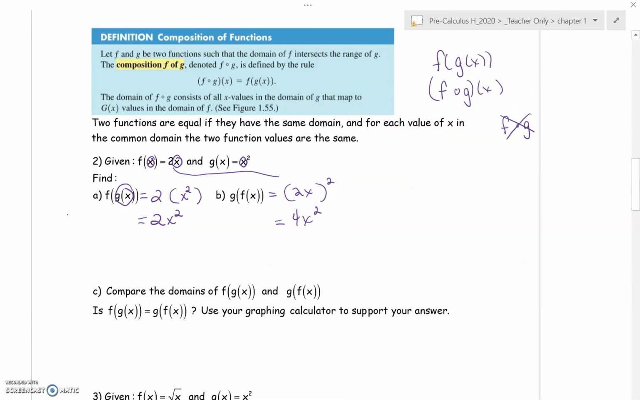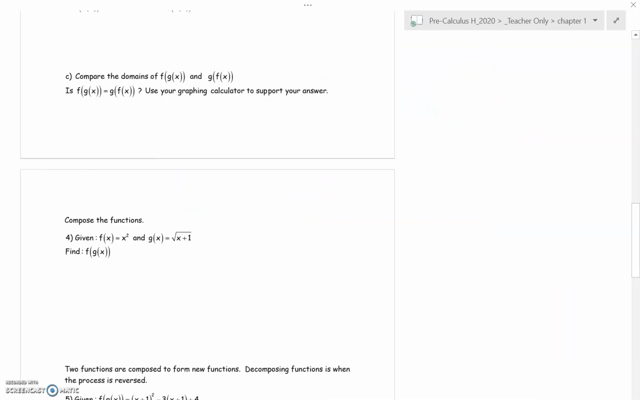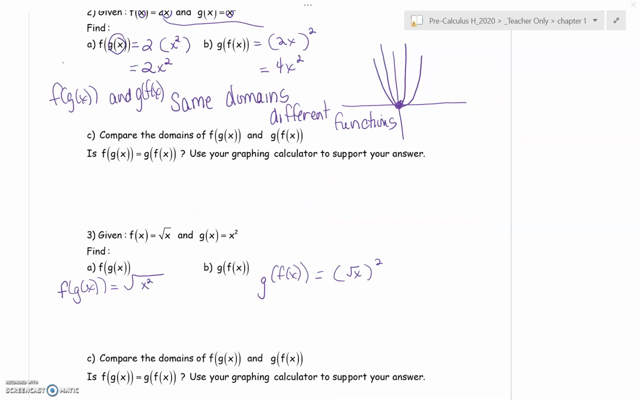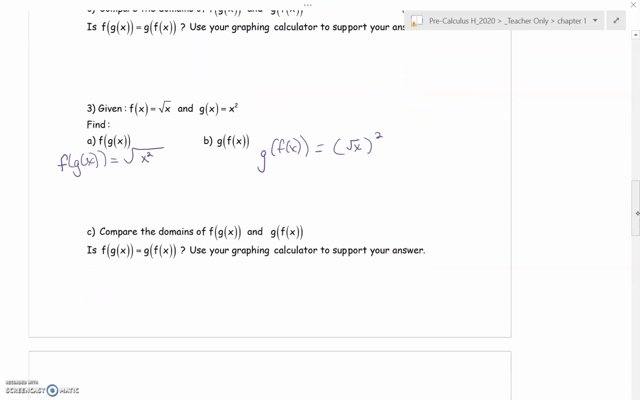Okay, so let's do the next example. Go ahead and see if you can find f of g of x in the next example. Okay, so now we're looking at number 3 and number 2. So we had f of g of x and g of f of x had the same domains, but definitely different functions. Now we have f of x and g of x. And notice when you want to find f of g of x, you would say, well, f of x is radical x. So everywhere we put an x, now I'm going to substitute x squared.